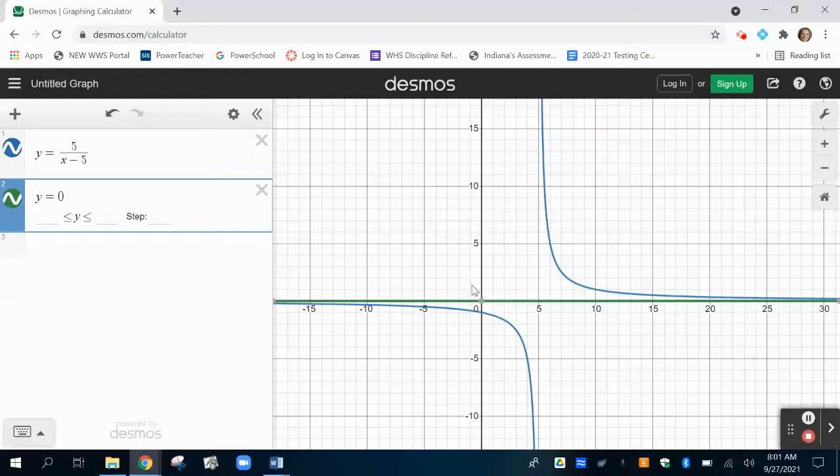I think I might have said 0 on the last one. It was 5, we had it at 5. So it's all real numbers where x cannot equal 5 for our domain, and all real numbers where y cannot equal 0 for our range. So you go through and use this program and try to figure out the domain and range for the rest of these.